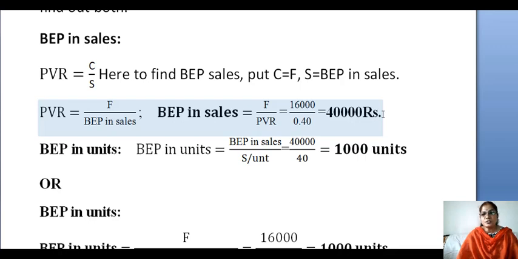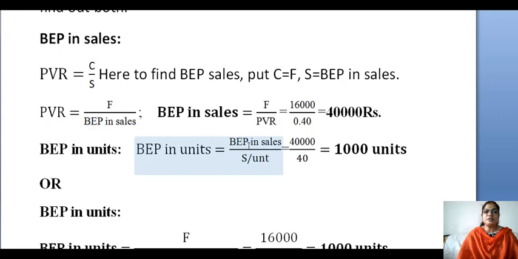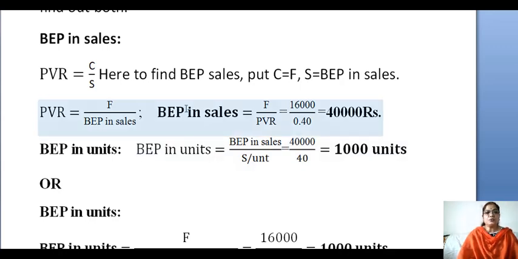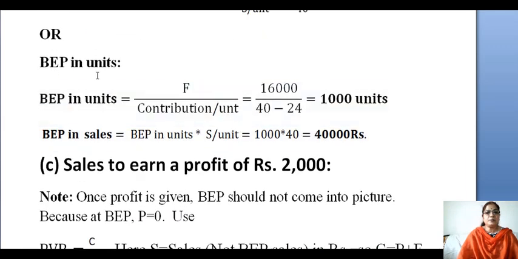Unit to be written is rupees because this is in sales. In units, if you need, it's very simple. BEP in sales value, whatever we have, divide by sales price per unit. So in this method, we get BEP in sales first, then BEP in units. In the second method, we get BEP in units first and then BEP in sales. All problems we cannot solve using both the methods. Only some problems wherein we have the convenient data to solve in both the ways, then only we can solve. So whichever is easier, just adopt.